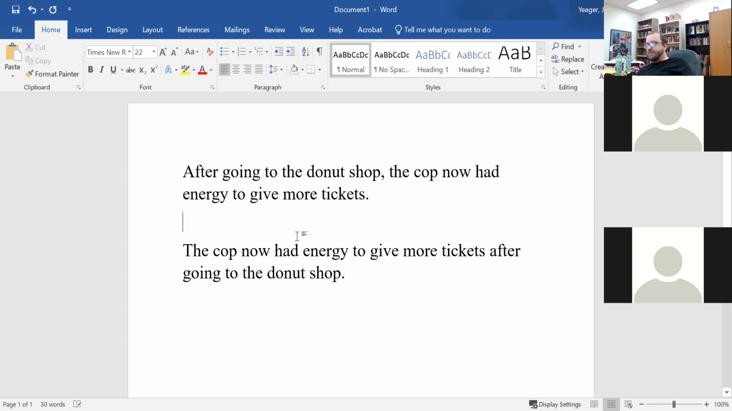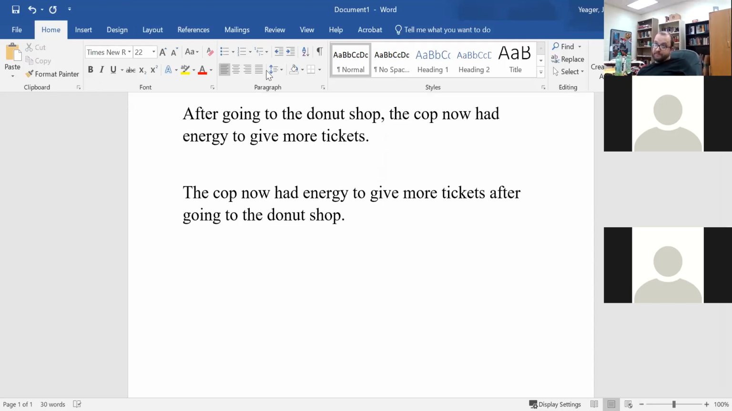Usually the general rule of thumb is that there's a pause. Put a comma in there. Going to the donut shop, the cop now had energy to give more tickets. So again, if it's at the beginning of the sentence, put the comma. If it's in the later part of the sentence, you don't have to. Questions about that?